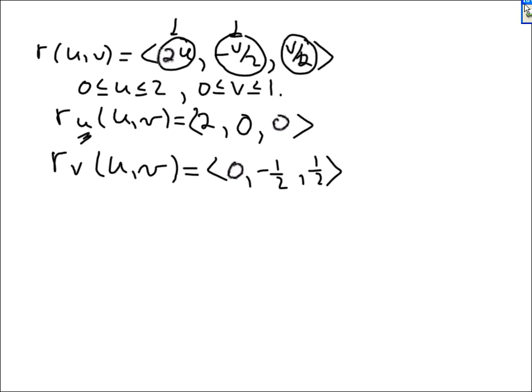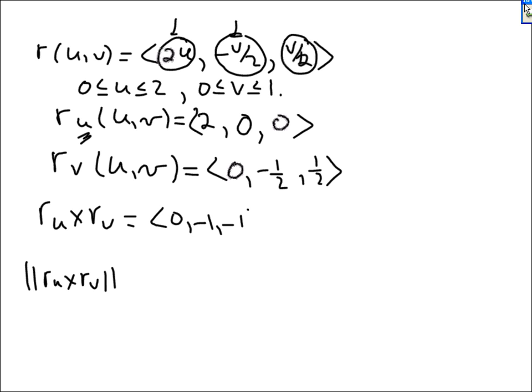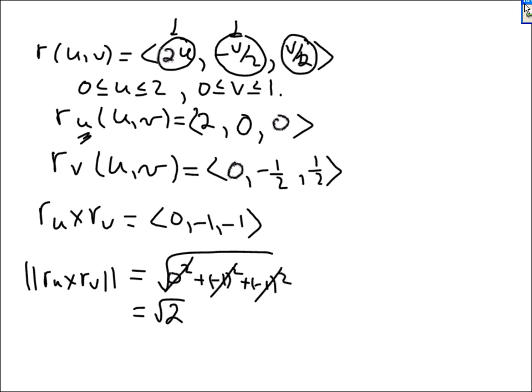The whole thing is we want to find the length of r sub u cross r sub v. So first let's find r sub u cross r sub v. It turns out that it is (0, negative 1, negative 1). Just cross it, we've done lots of these. So the length will be the square root of 0 squared plus negative 1 squared plus negative 1 squared. This is 0, this is 1, this is 1. 0 plus 1 plus 1 is 2. The length is the square root of 2. So the area is equal to the double integral of that magnitude of the cross product, square root of 2, times du dv. And we know that u goes between 0 and 2 and v goes between 0 and 1.